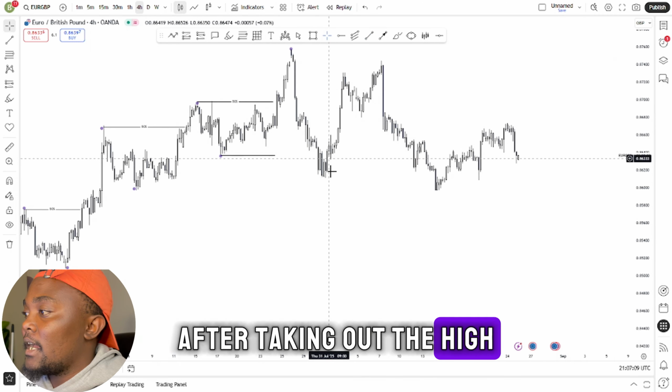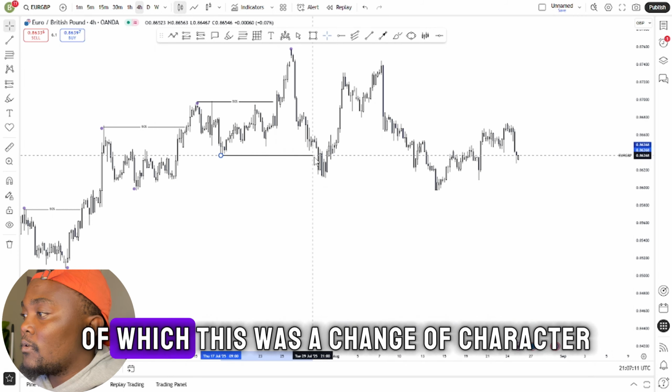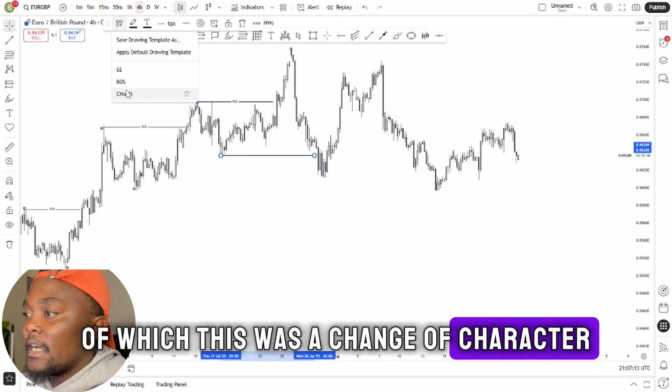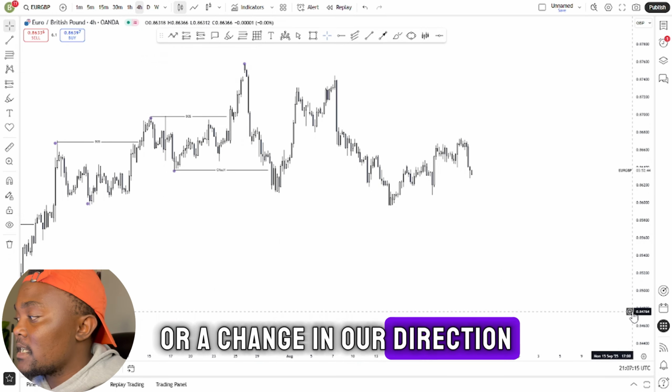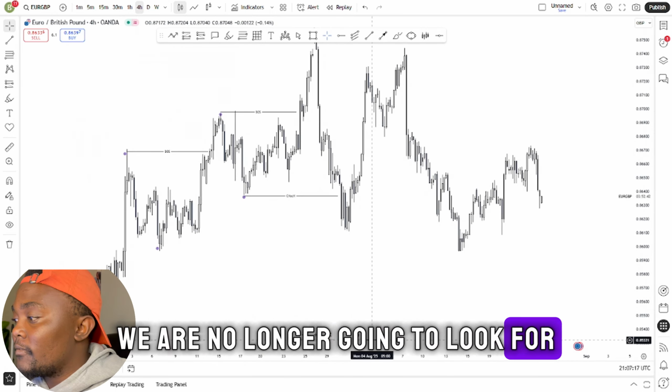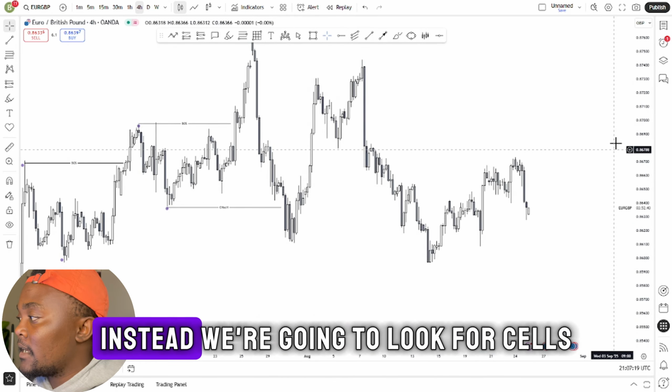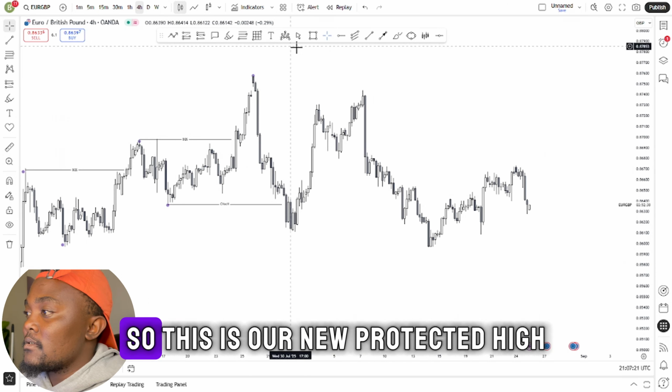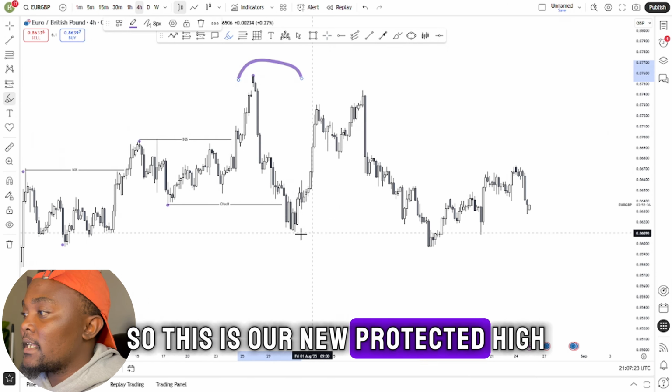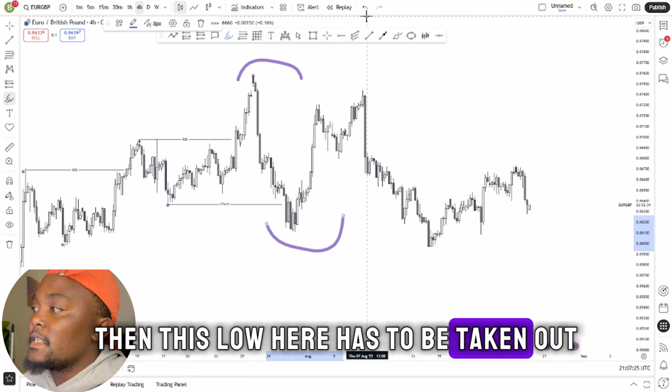After taking out the high, we came back and took out the low, which was a change of character, or a change in our direction. We are no longer going to look for buying opportunities. Instead, we're going to look for sells. So this is our new protected high. Then this low here has to be taken out.